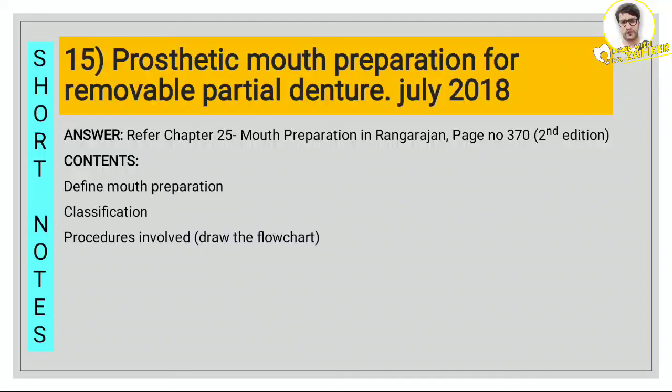Prosthetic mouth preparation for RPD. For this you have to refer chapter 25 mouth preparation, page number 370. First define what is mouth preparation and then write the classification of mouth preparation, that is general and specific preparation, and then also mention the procedures involved, which is there in the form of flow chart in the textbook.